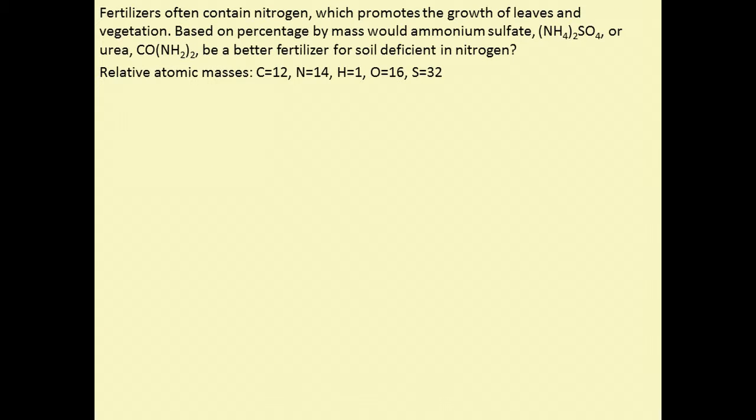Fertilizers often contain nitrogen, which promotes the growth of leaves and vegetation. Based on percentage by mass, would ammonium sulfate or urea be a better fertilizer for soil deficient in nitrogen? So, firstly, we could work out percentage by mass of nitrogen in ammonium sulfate.